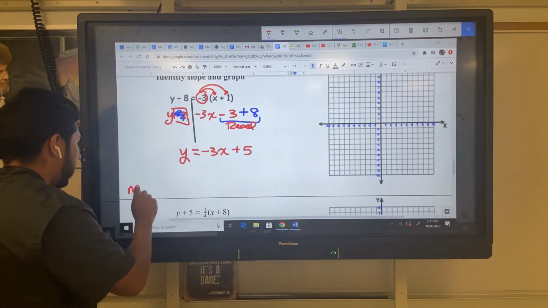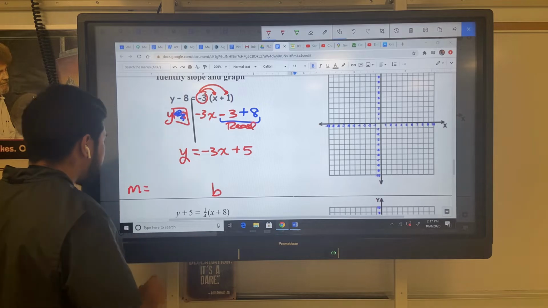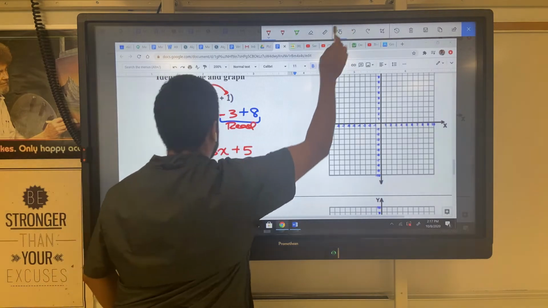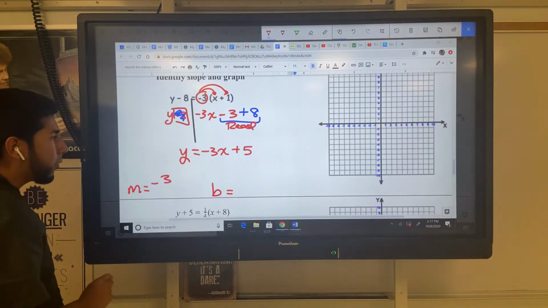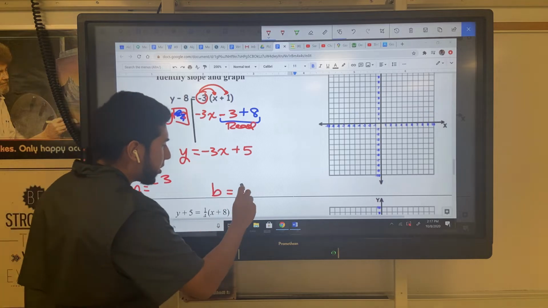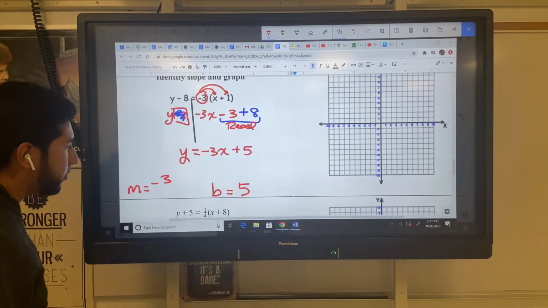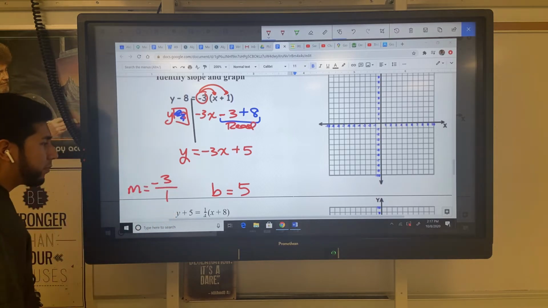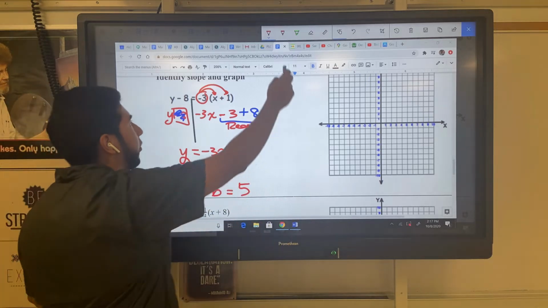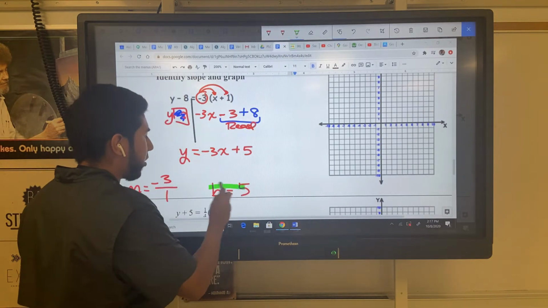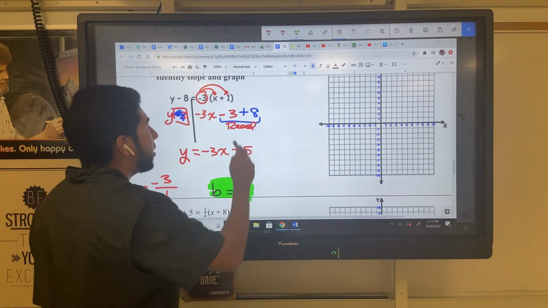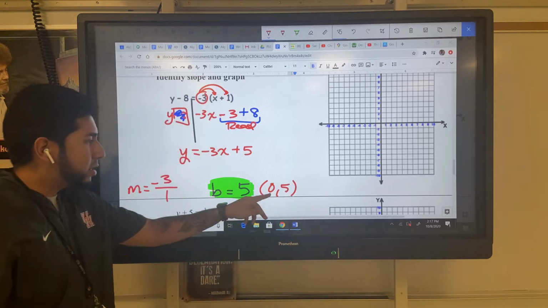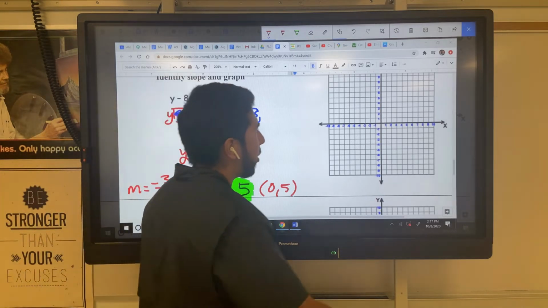Now let's do my slope, my intercept. My slope is -3. Intercept is 5. Make sure you remember, I don't want this slope as a whole number. Put a 1 under it, and we'll be ready to graph. Don't forget also, we start with my y-intercept, which is 5. Don't forget, you need to know the coordinate, which is 0, 5. Coordinate is 0, 5. So I start at 5 on my y, which is right here.